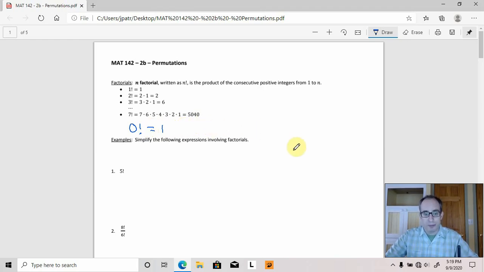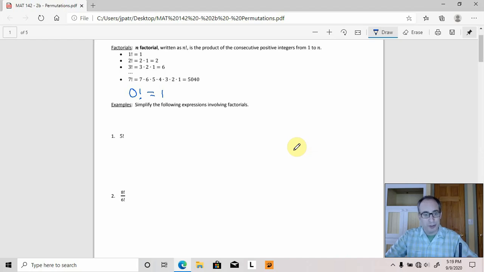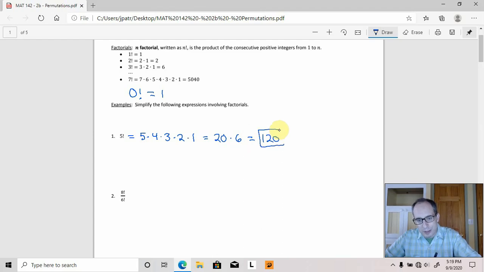All right, so then simplifying some expressions that involve factorials. Number one is just a straight up factorial. It's 5 factorial, what do you get? Well, if we expand it out, we could write this as 5 times 4 times 3 times 2 times 1, which works out to be 120, because 5 times 4 is 20, 3 times 2 is 6, so this is 20 times 6, which is 120. And if you wanted to build off of that, then 6 factorial must be 720, because it would just be 120 times 6. And that's true.